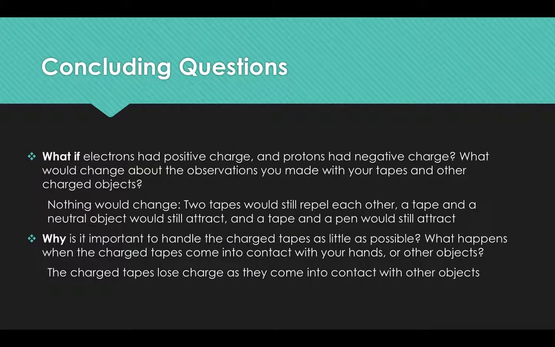Concluding questions. If electrons had a positive charge and protons a negative charge, nothing would actually change about the observations that I made with my tapes and other objects. Two tapes would still repel, a tape and a neutral object would still attract, and tape and a negatively charged pen would still attract.